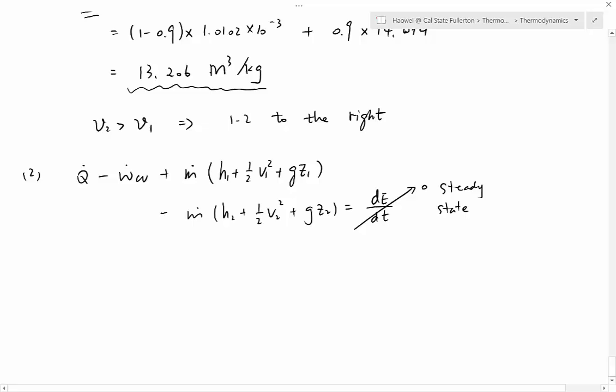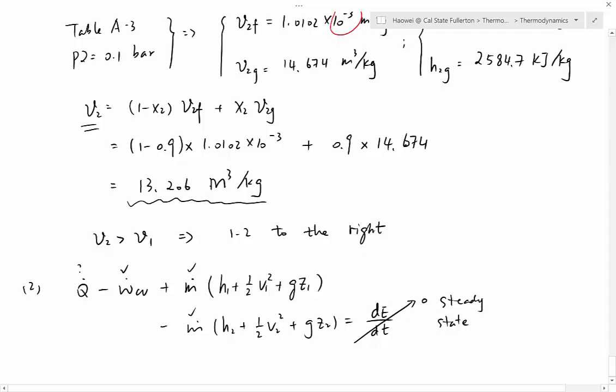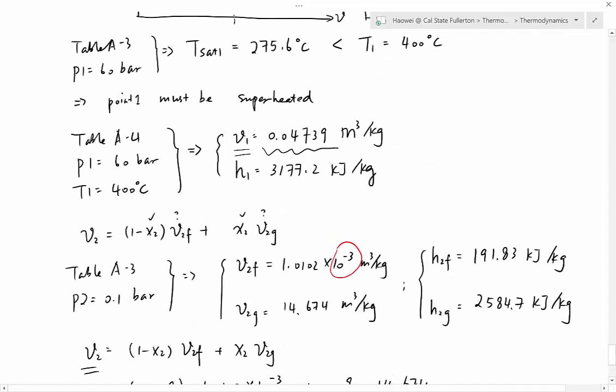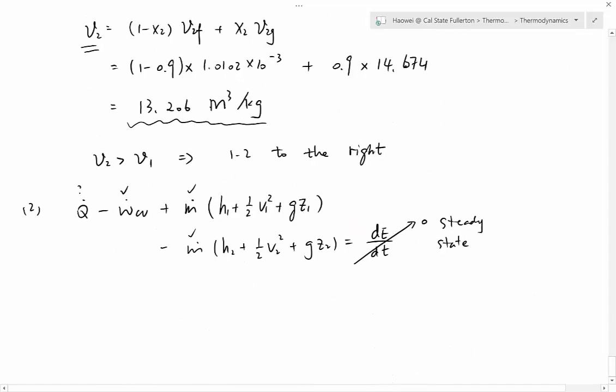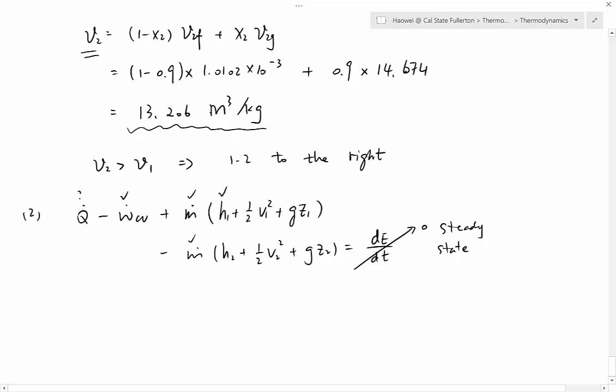We're looking for Q dot, so that's okay. We do have W dot CV, that's good. And then mass flow rate given, very good. And H1, did we find H1 before? Oh yes, H1 is right here. We did find H1, so that's great. And V1 is given. Okay, and H2, we don't have H2.